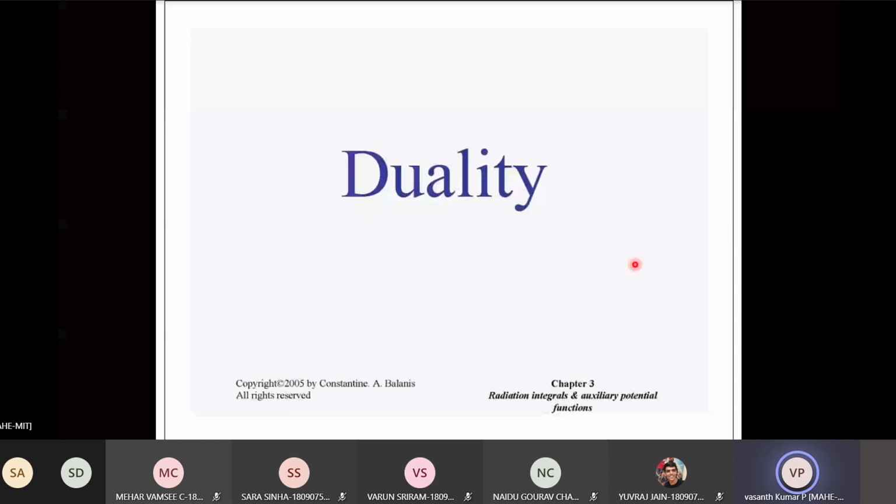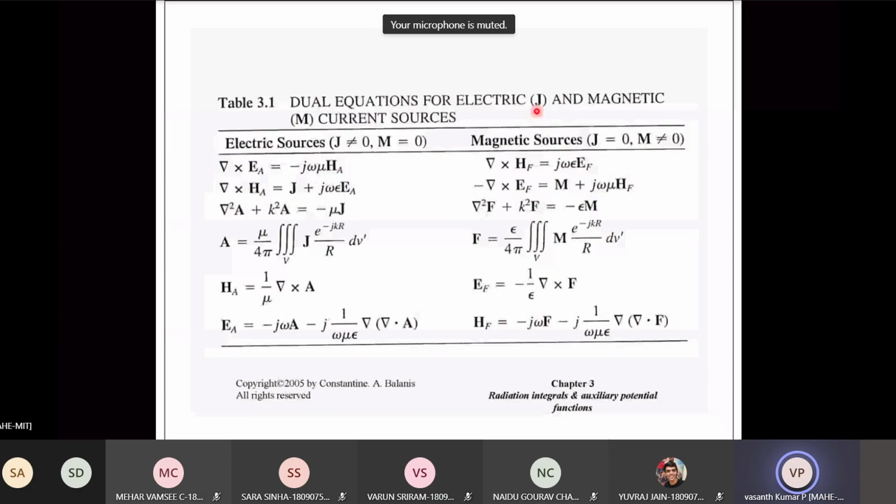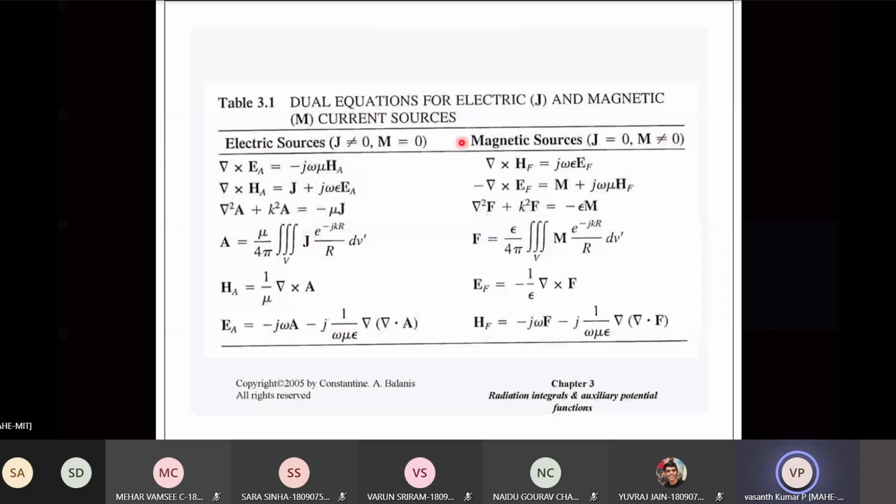Duality. Here we have dual equations for electric current J and magnetic current M. That means if you have equations for J not equal to 0 and M equal to 0, we can arrive at equations for J equal to 0 and M not equal to 0, because they are dual equations. So how do we get the dual equations? We'll see. If this is the equation, the dual equation is like this.